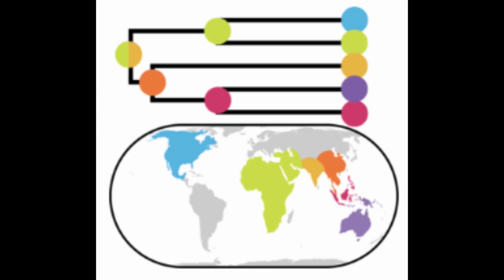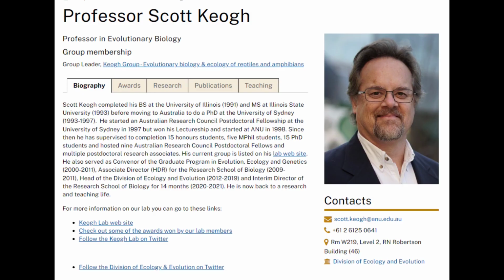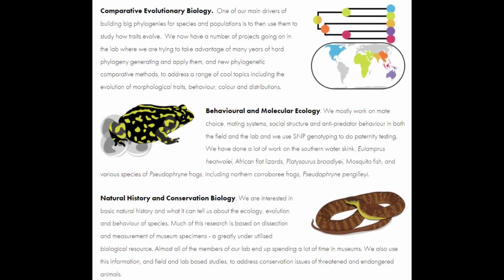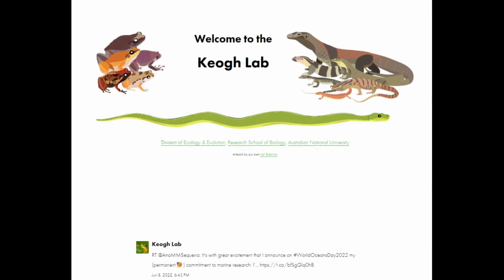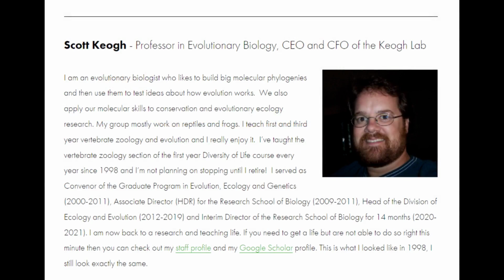So surely, if there's this many people working on them, then there has to be some work that's done in Australia. Well, a scientist named Scott Kioff has used evolutionary theory to research molecular phylogenetics, phylogeography, biogeography, and systematics of Australian frogs and reptiles. In fact, he is the CEO and teacher of Kioff Labs, which is based in the Australian National University, Canberra.